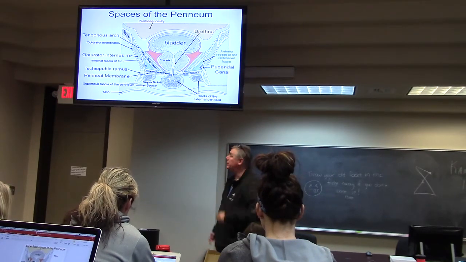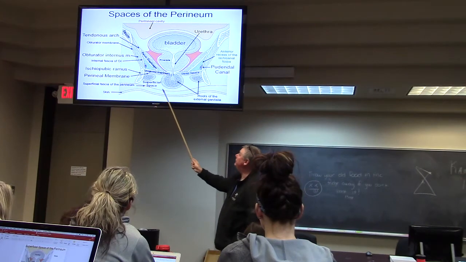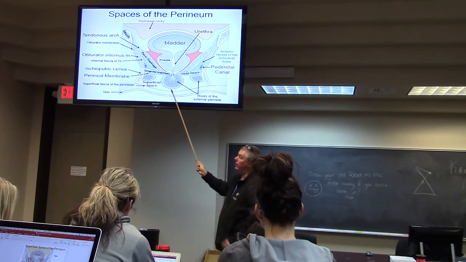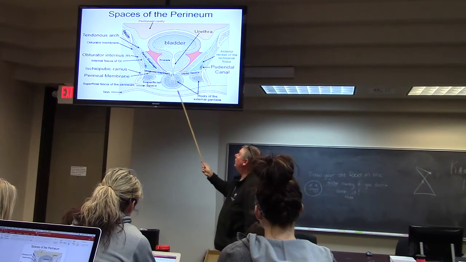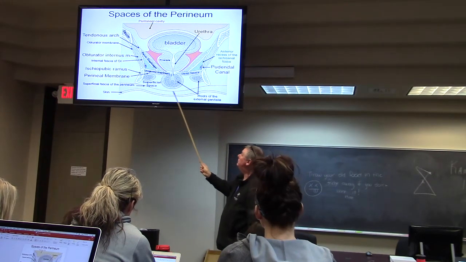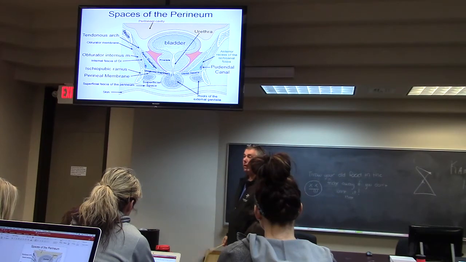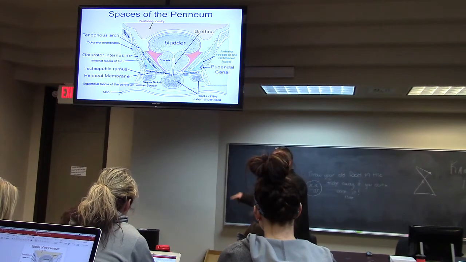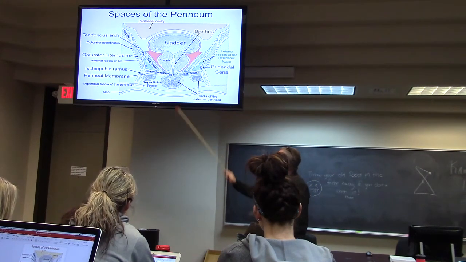More superficially is Colles fascia. Right here it would be more dartos, or even Scarpa's. Doesn't really matter, it's the same layer. And this would be fat, and there's your skin.